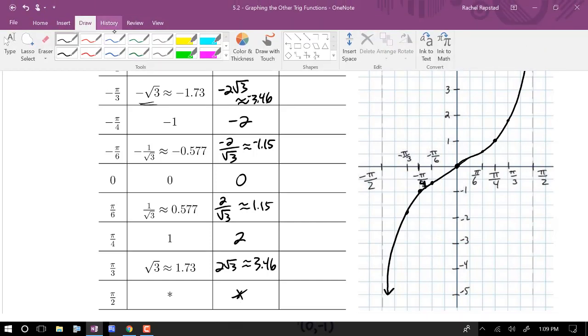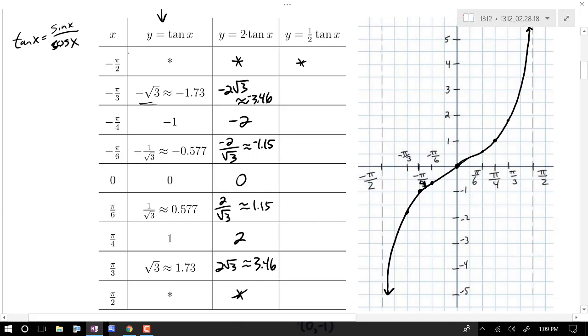So let's plot these points, and then we'll work on the last column. At negative pi over 3, we're at -3.46, so that's pretty close to 3.5. At negative pi over 4, we're at -2. And negative pi over 6, we're at -1.15. So close to there. And then it goes through 0, 0 again. And then we have basically the mirror image on the opposite side for the positive values.